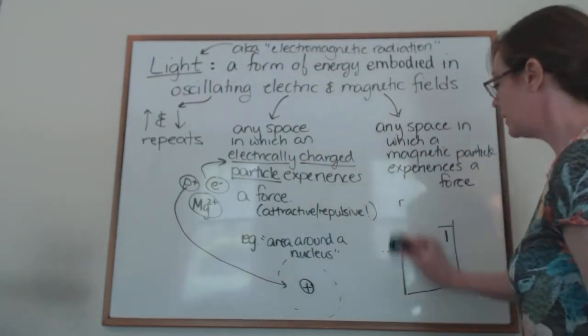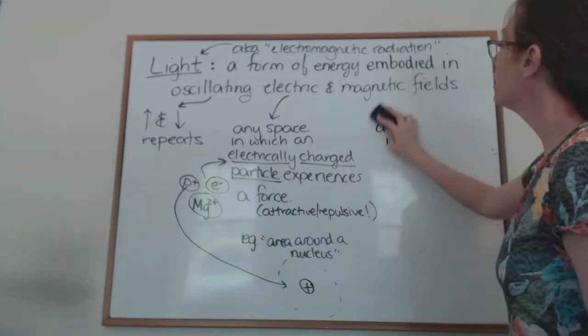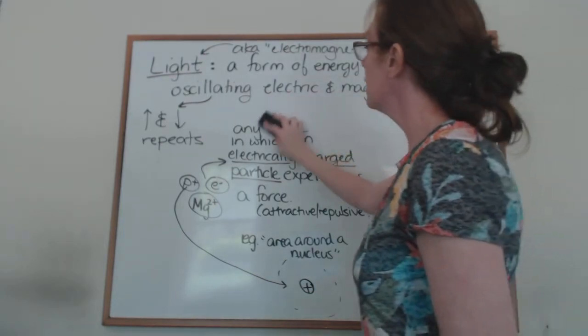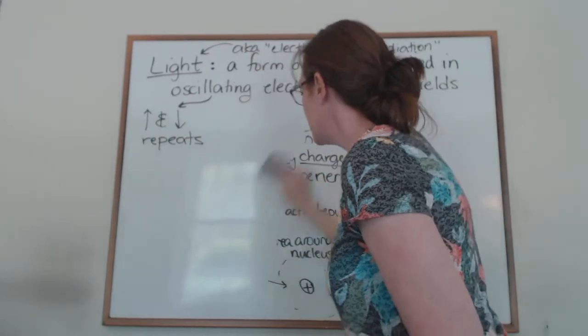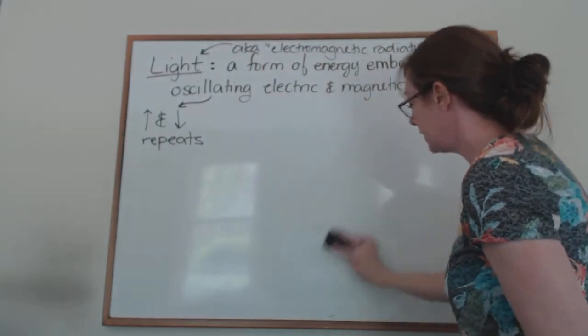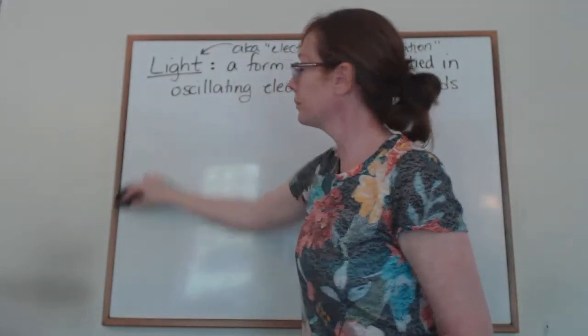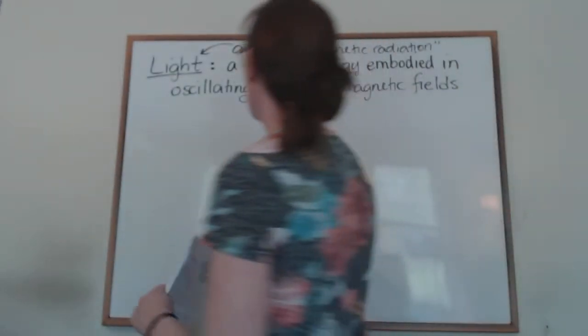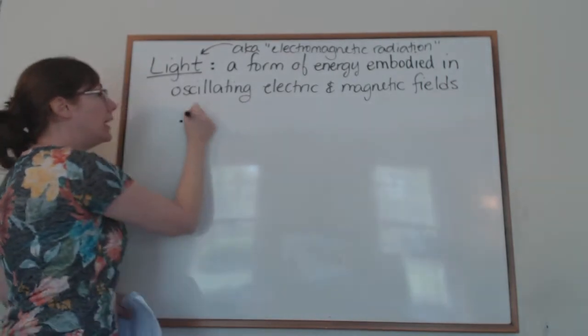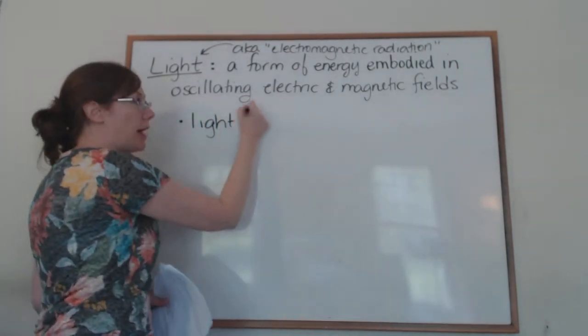So let me get some space on my board. So we have what light is. It's electromagnetic radiation. It's a form of energy, can be measured in joules. Let's go ahead and give you a couple things about light. Light travels very fast. Most people know that.